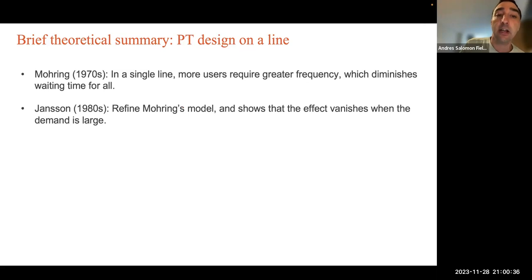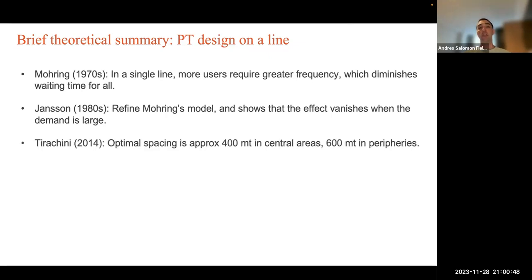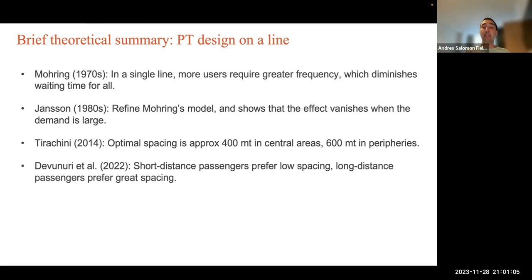Johnson, in the 80s, refined Moring's model, and by including other aspects, crucially one of them the time spent at bus stops, he concluded that this effect vanishes when the demand is very large. On the side of spacing, Tiracini in 2014 showed that in central areas, the optimal spacing is around 400 meters. In the peripheries, it might be greater, around 600 meters. So, the optimal spacing might depend. And this is coherent with the findings of Devonuri et al.